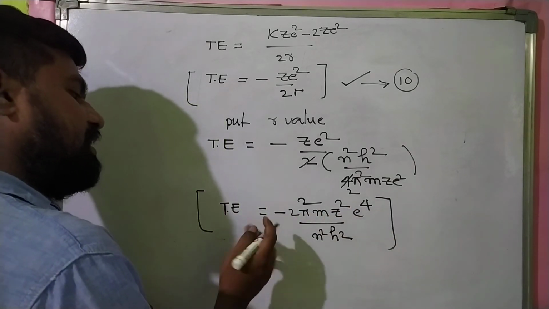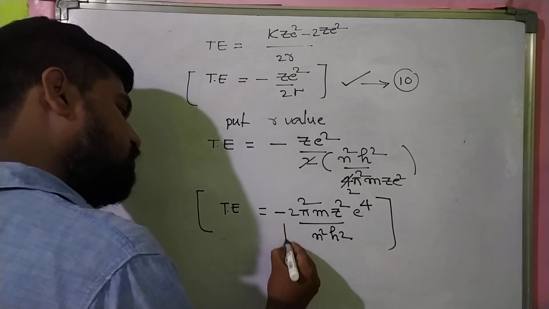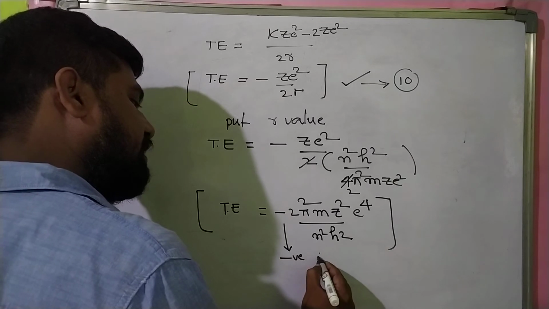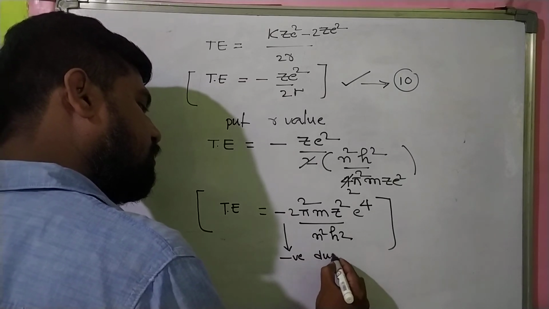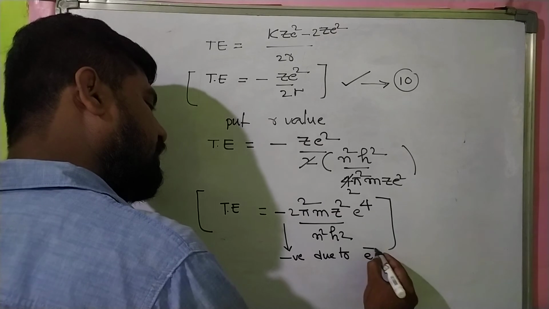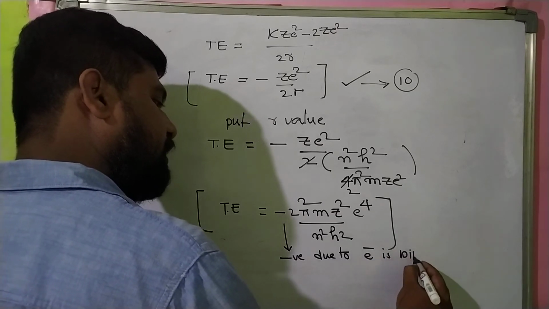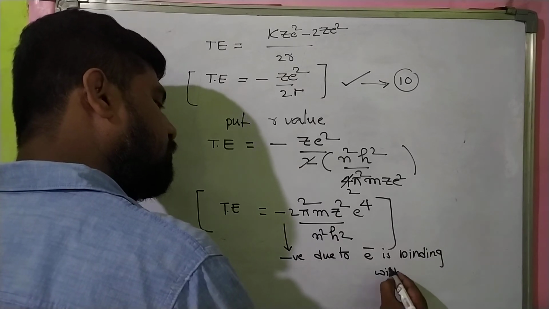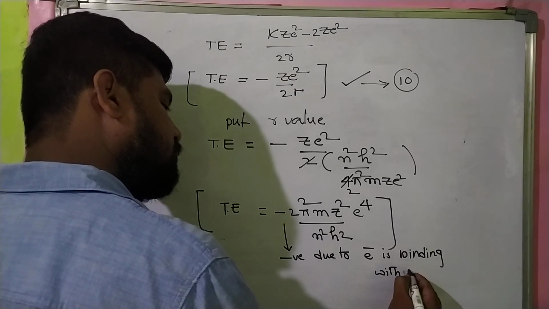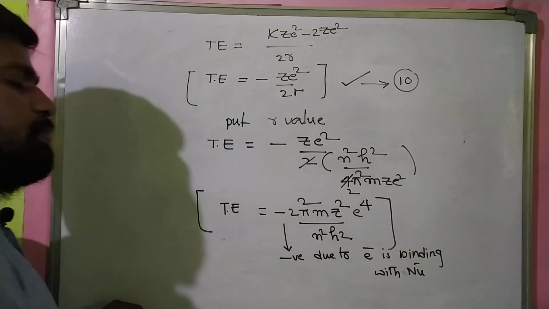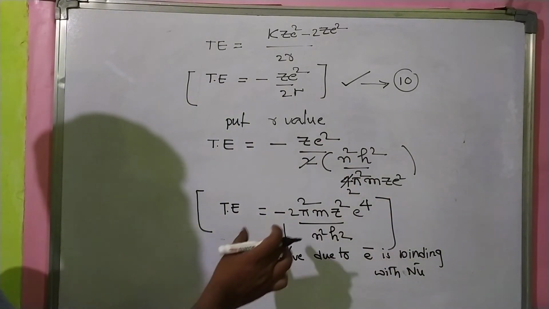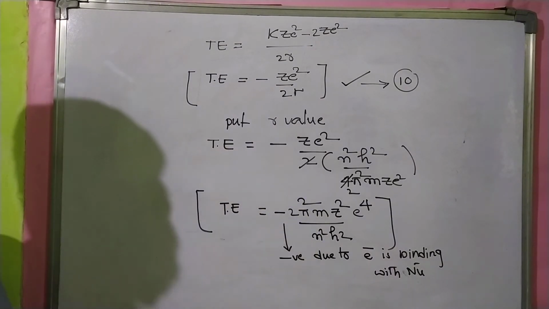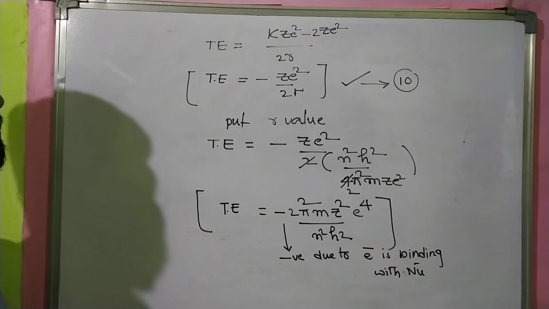Here also, this negative sign indicates the electron is bound to the nucleus, for the same reason. Very, very important. Please note up to this.